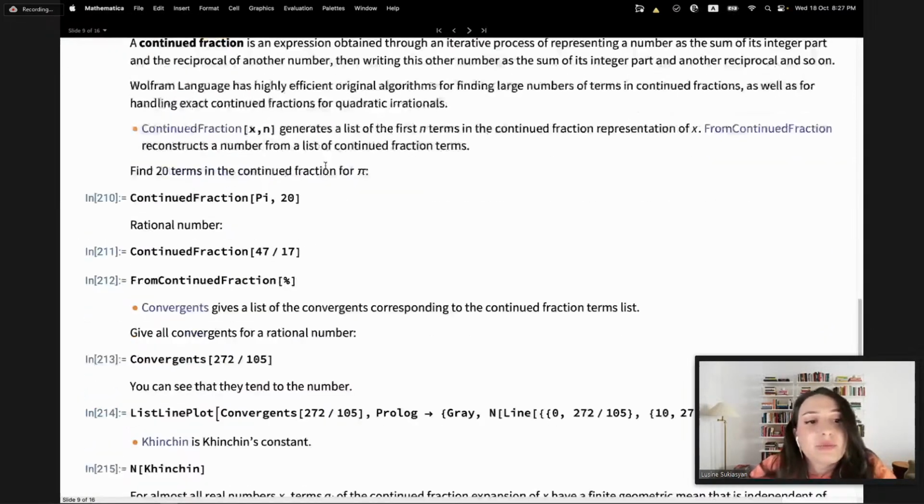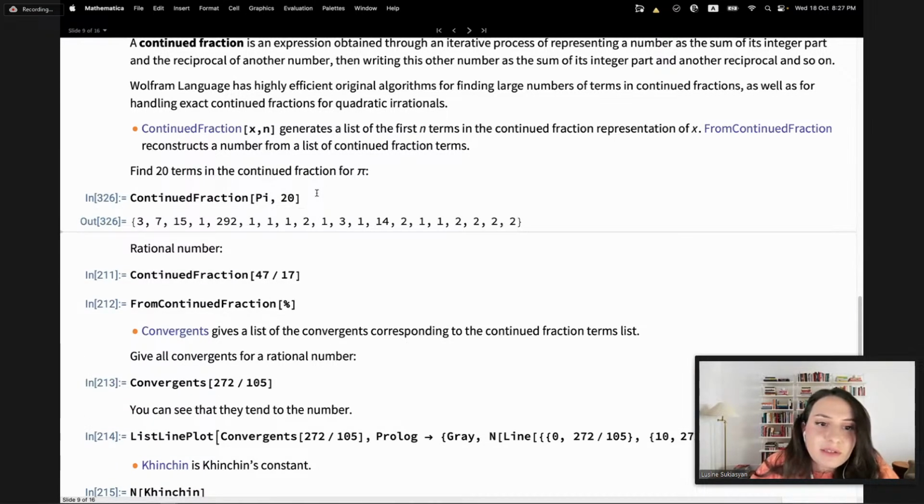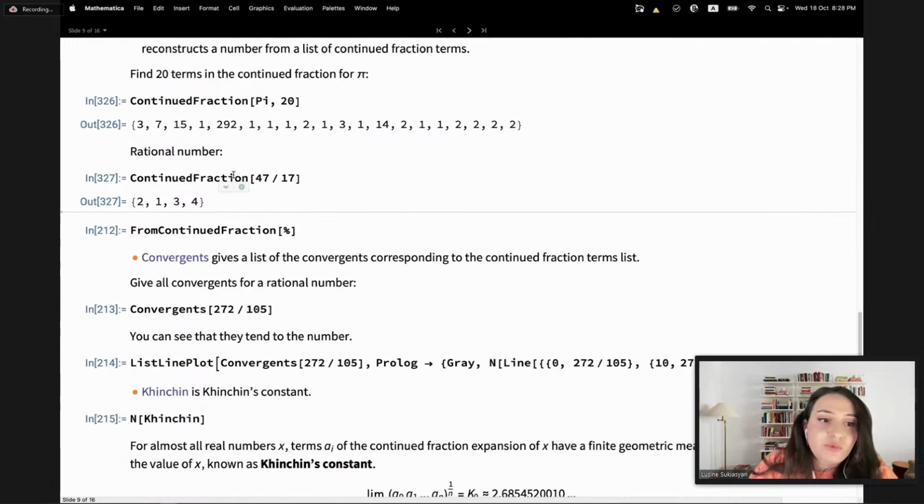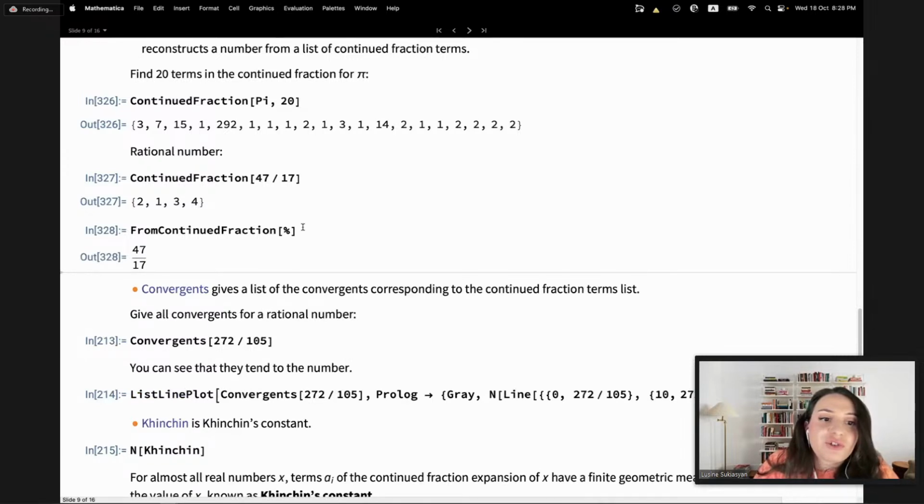So let's start with the most important function, which is ContinuedFraction. It generates a list of the first n terms in the continued fraction representation. Like, for example, let's find 20 terms in the continued fraction for pi, and this is it. Or we can find the terms in the continued fraction for a rational number, 47 over 17. And FromContinuedFraction actually reconstructs a number from a list of continued fraction terms. For example, we just found these terms, and using these terms, the function FromContinuedFraction just recovers the number.